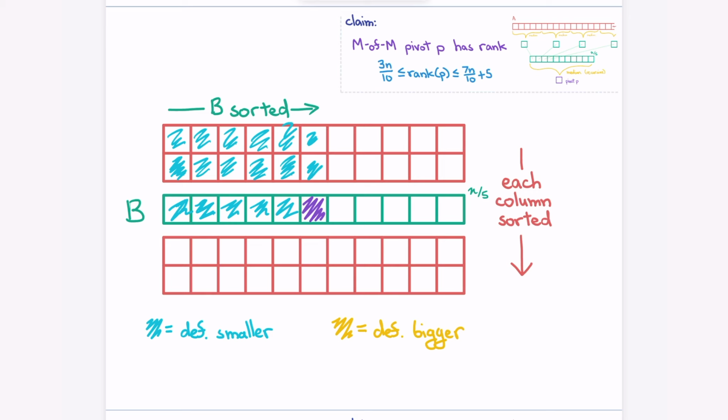And then on the flip side, which ones are bigger? These are bigger. These are bigger. These are bigger. And that gives you 3/10. In actuality, there may be an array of size 3 or size 2 or size 1 left over, and that's only going to shift things additively by a couple. But that's the idea.